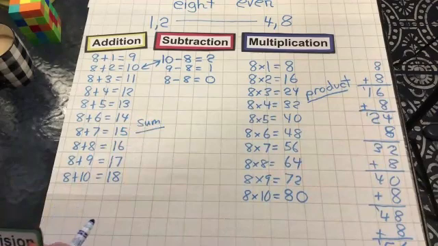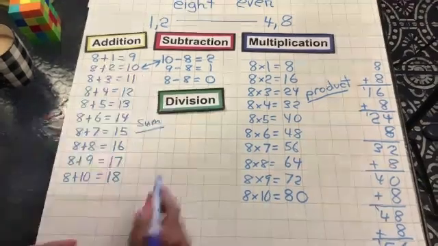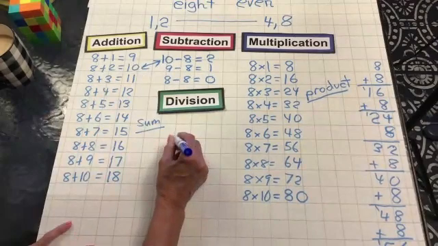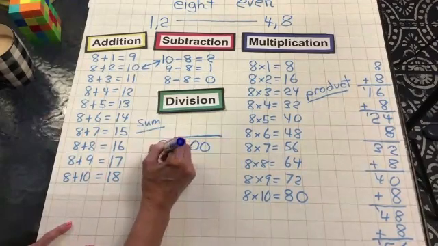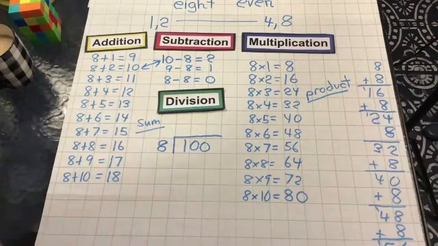Let's go on to division. And we're going to take 100 and we're going to divide 8 into it and see what we get.